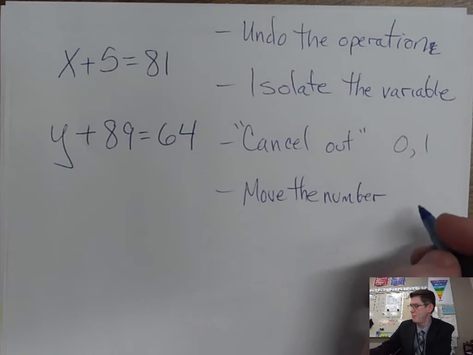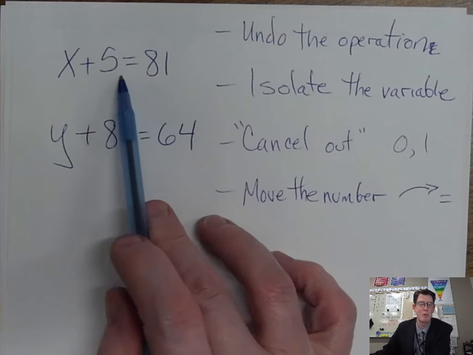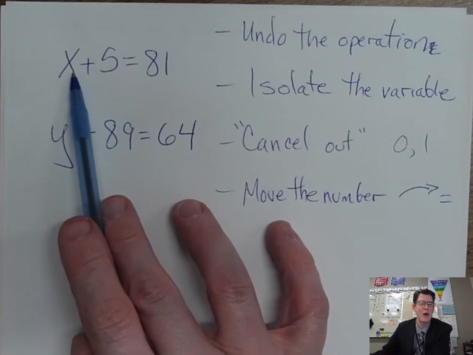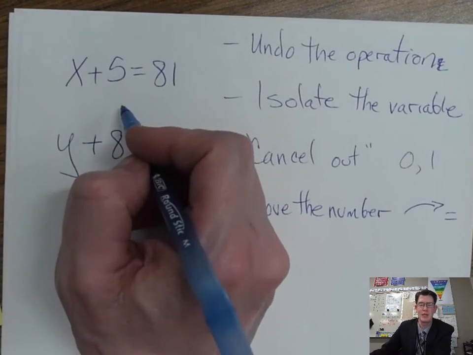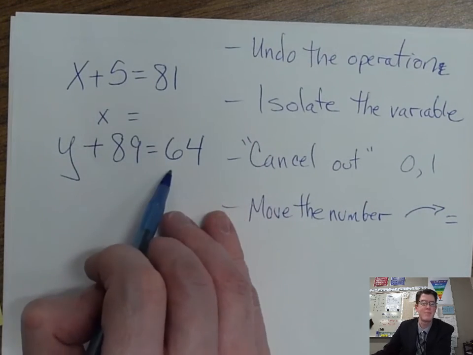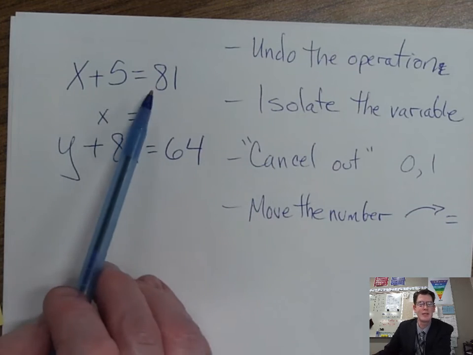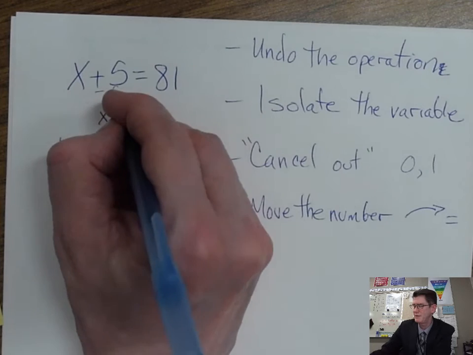So to move the number across the equal sign, here's where we move that. We want to get rid of this 5. We want that x to be all on its own. When we're all done, we want to have an equation that just easily reads x equals something. And the way to do that is to undo the operation. This plus 5, we make it a minus 5.